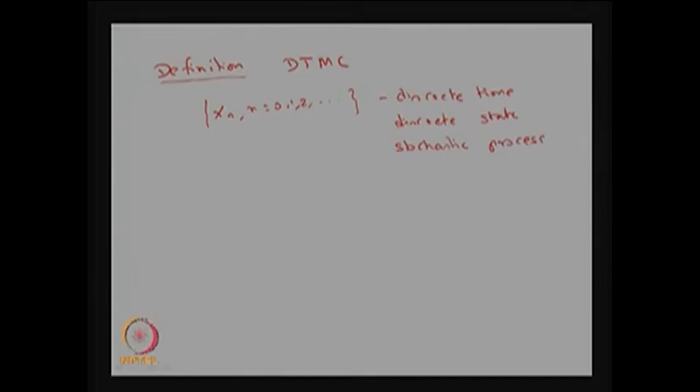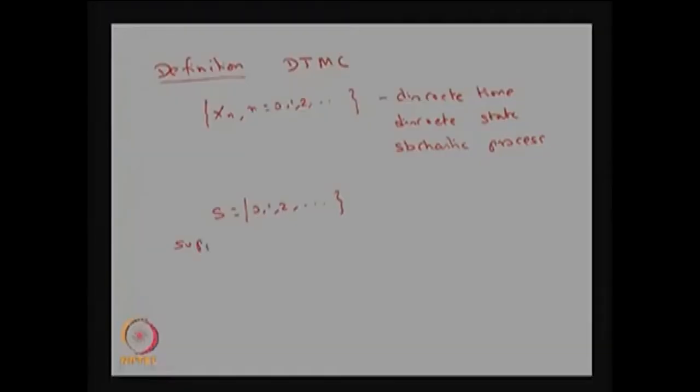Assume that X_n takes a finite or countable number of possible values. Unless otherwise mentioned, the set of possible values will be denoted by the set of non-negative integers, S = {0, 1, 2, and so on}. Even if it takes other values, you can always make a one-to-one correspondence and make the state space S = {0, 1, 2, and so on}.